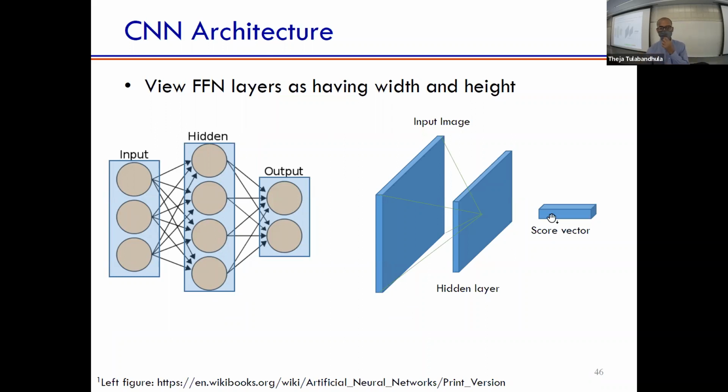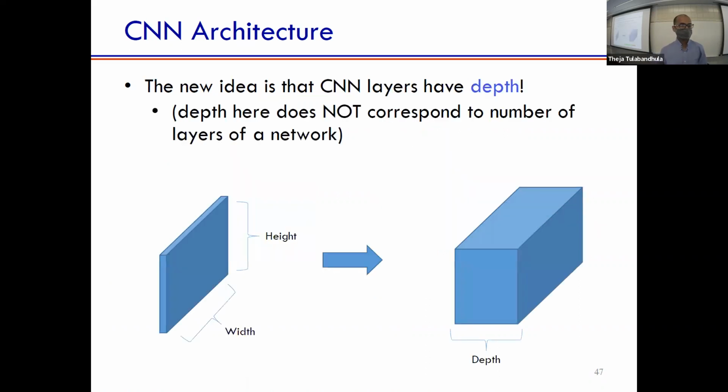So here is the score vector, which has a depth of 10, let's say for CIFAR10, but width and height is just 1. Why is it represented this way instead of, say, vertically? We'll look at it later. So yeah, the new idea is depth.